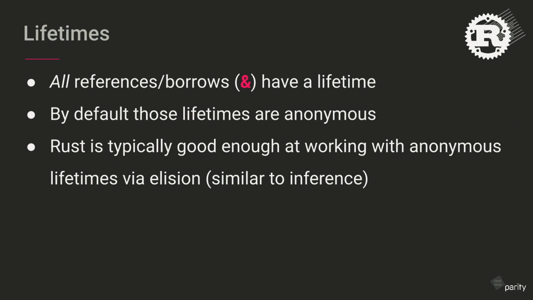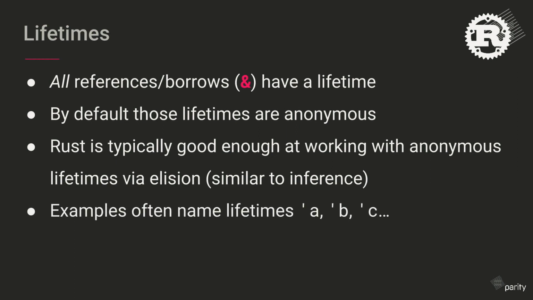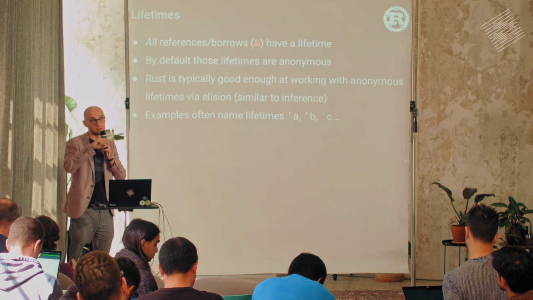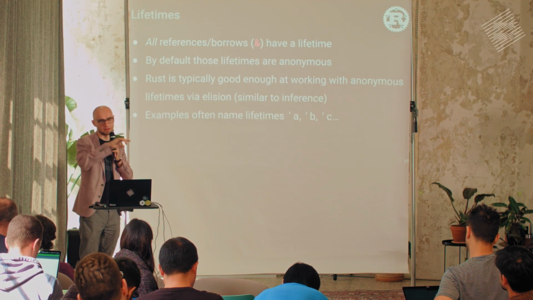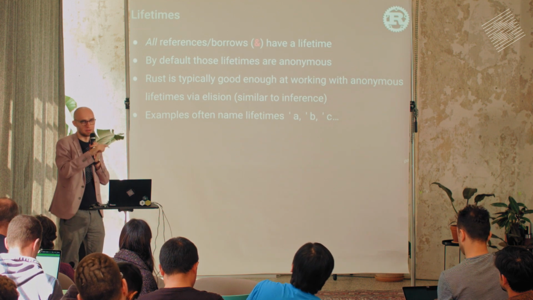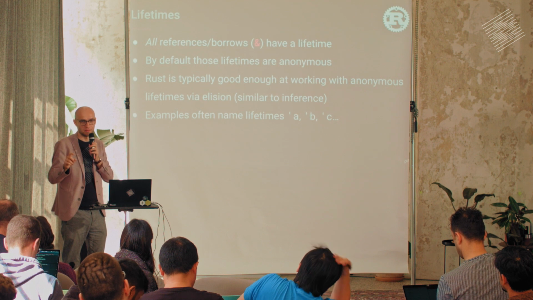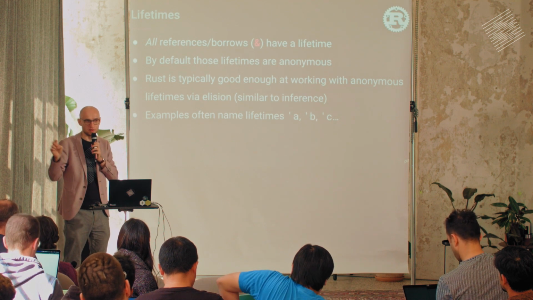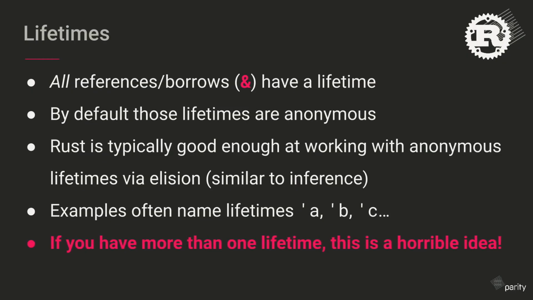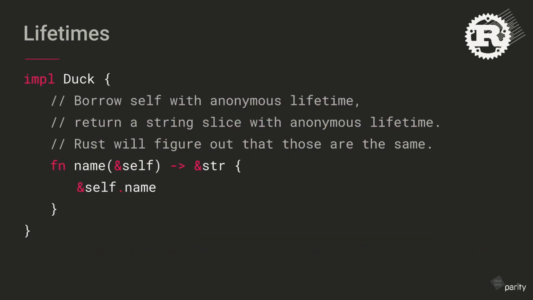So the Rust compiler is usually good enough to figure out what happens when you have anonymous lifetimes. Also, examples in code usually show lifetimes like so: lifetime names always begin with an apostrophe and then some identifier. Examples often show just 'a, 'b, 'c. If you have more than one lifetime, naming things a, b and c is probably horrible, so don't do that. You can use names that are human readable and easier to think about.